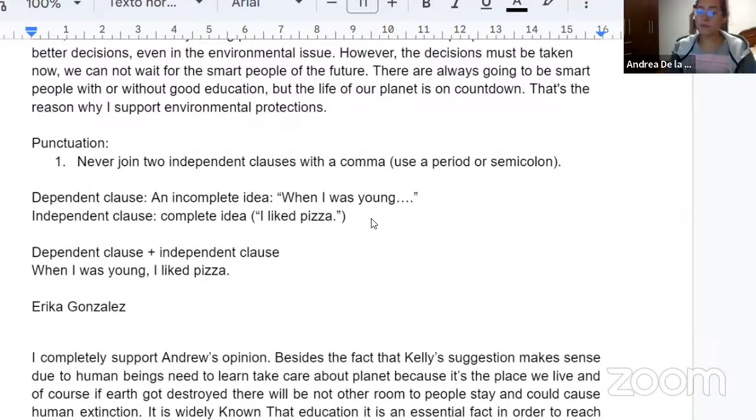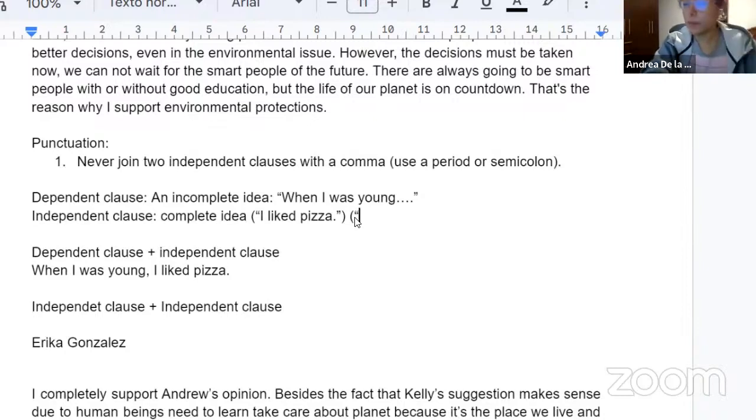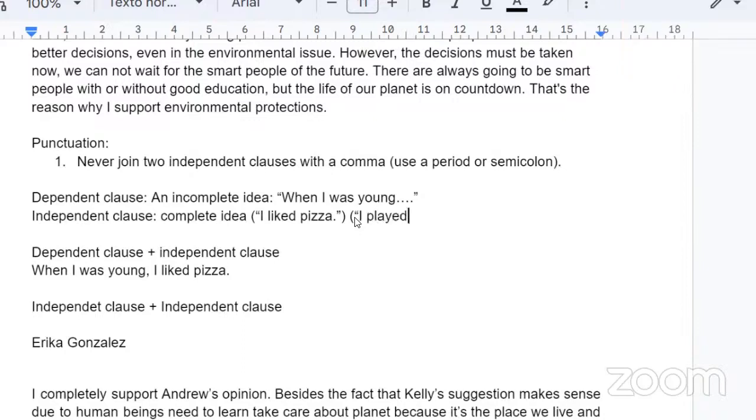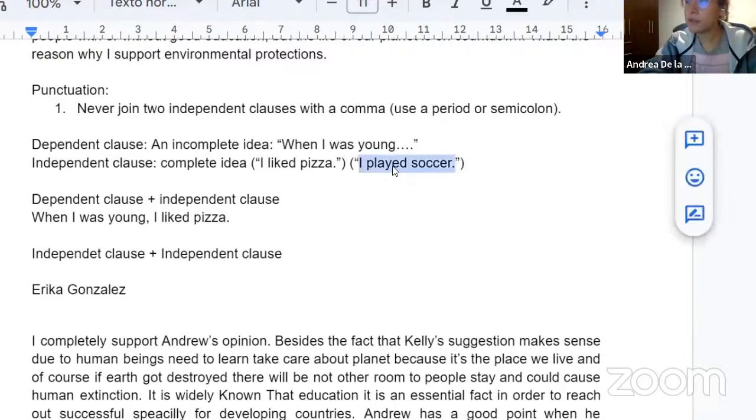Now, but what happens if I wanna join two independent clauses, right? I don't wanna join a dependent with an independent, but I wanna have two independent clauses, two complete ideas. In that case, the rule says that you should never use a comma to join them or to separate them, right? Can anybody tell me another example of an independent clause, please? I play soccer. Great. Let's make it into the past. That is gonna be another independent clause because it's a complete thought. It has its own subject, its own verb, and it's a complete idea.